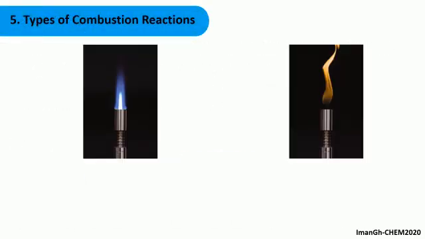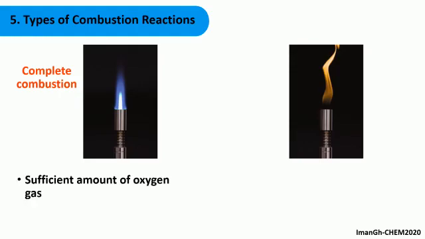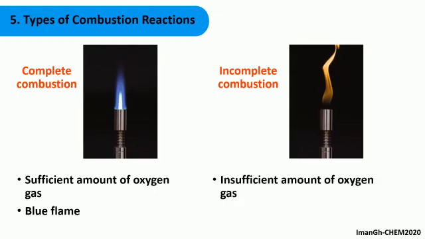There are two types of combustion reactions depending on the amount of oxygen gas present. The first type is complete combustion, which takes place in the presence of sufficient supply of oxygen. In this case, the color of the flame is blue. The second type is incomplete combustion. It occurs when the amount of oxygen isn't enough. In this case, the color of the flame is yellow.